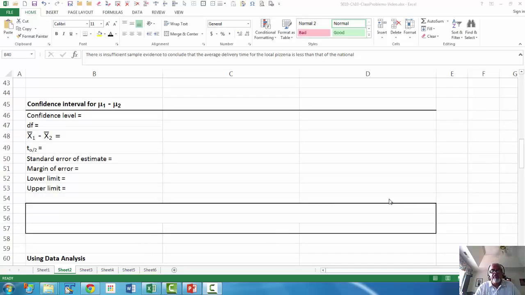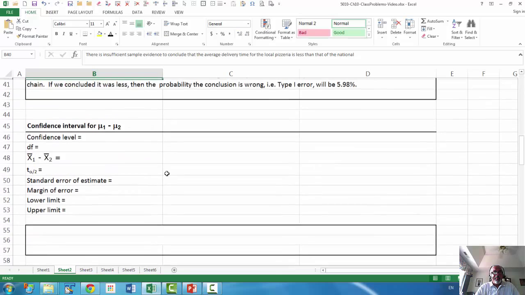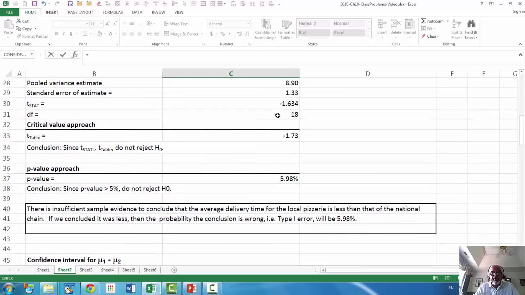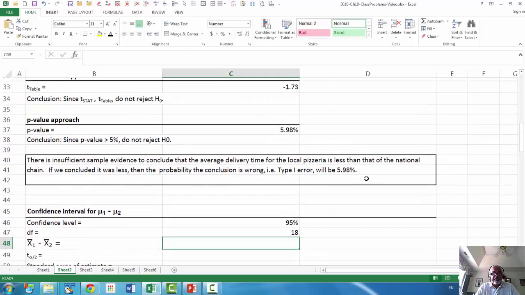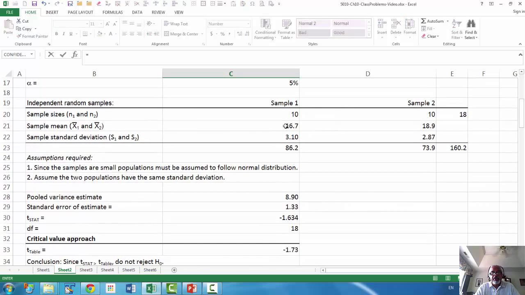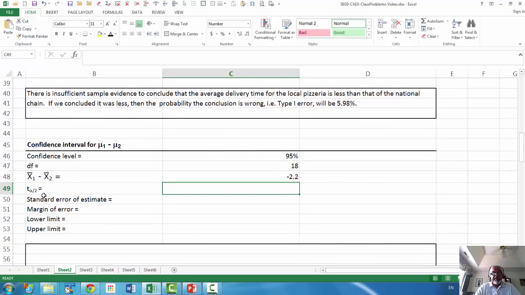We are continuing with the same problem like before, which is the delivery time for the local pizza restaurant and the delivery time for the national chain. So we want a confidence level of say 95%. We want a 95% confidence interval. Now degrees of freedom, we already found degrees of freedom here, which is 18. Now x bar sub 1 minus x bar sub 2, here it is. Okay, so now we need the t table value for the confidence interval.